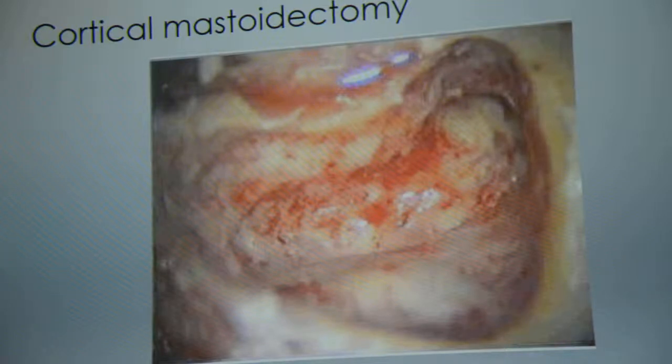A cortical mastoidectomy should extend from the tegmen to the mastoid tip, from the posterior meatal wall to the sigmoid sinus, and a little bit beyond the sigmoid sinus, to exenterate all mastoid air cells. Sometimes you can find air cells in the root of the zygoma. This is again a cortical mastoidectomy.